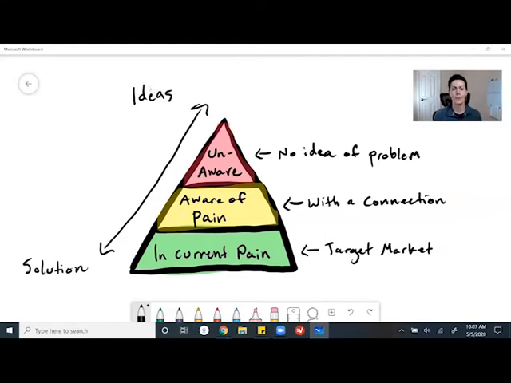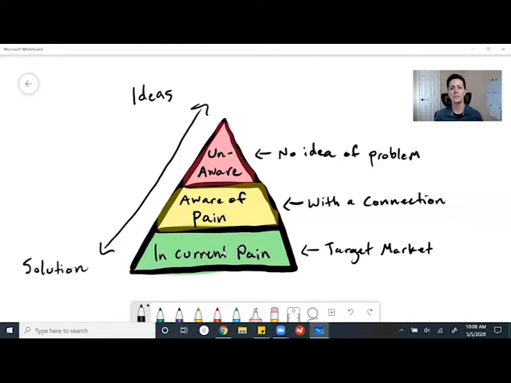So what's the difference? Aren't they one and the same? Well, founders very often market ideas. Now we want to be down on the solution end because the solution end correlates with those target markets or those users who are in current pain. And the ideas correlate more with people who don't really know what the problem is. They're not feeling the pain. They don't know the pain exists. But a lot of founders market ideas.